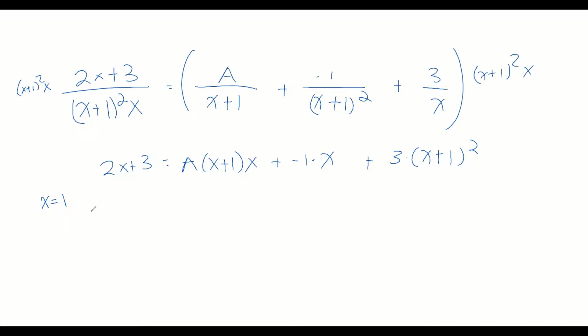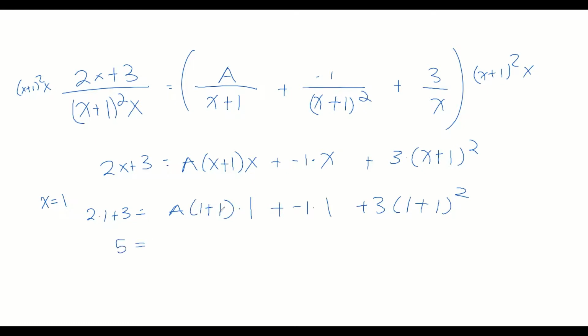So when I do that, I end up with 2 times 1 plus 3 is equal to a times 1 plus 1 times 1, plus -1 times 1, plus 3 times 1 plus 1 squared. So then on the left-hand side, I'm left with 5.